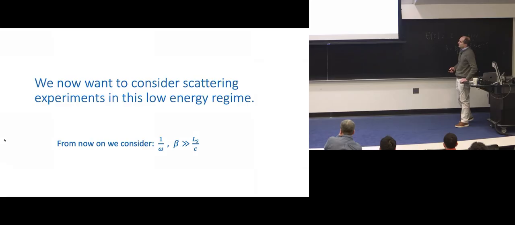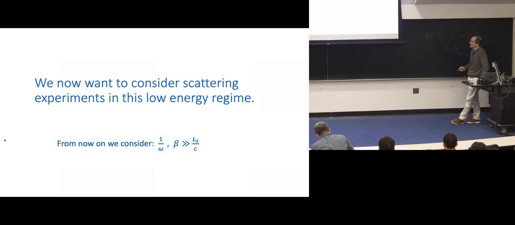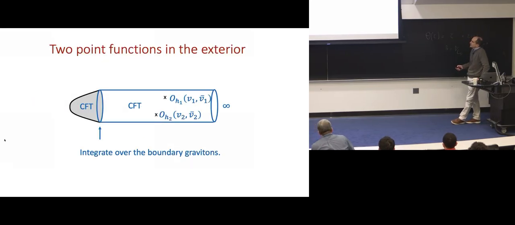Now we want to consider some kind of scattering experiment, just throwing something into the black hole and watching it evaporate and seeing what happens in this regime. So we're basically going to do the same calculation we discussed previously, but inserting some operators. We're going to insert two operators that will have left and right moving parts at 2 points, and we'll calculate this 2-point function, but after integrating over these boundary gravitons, and see what we get.